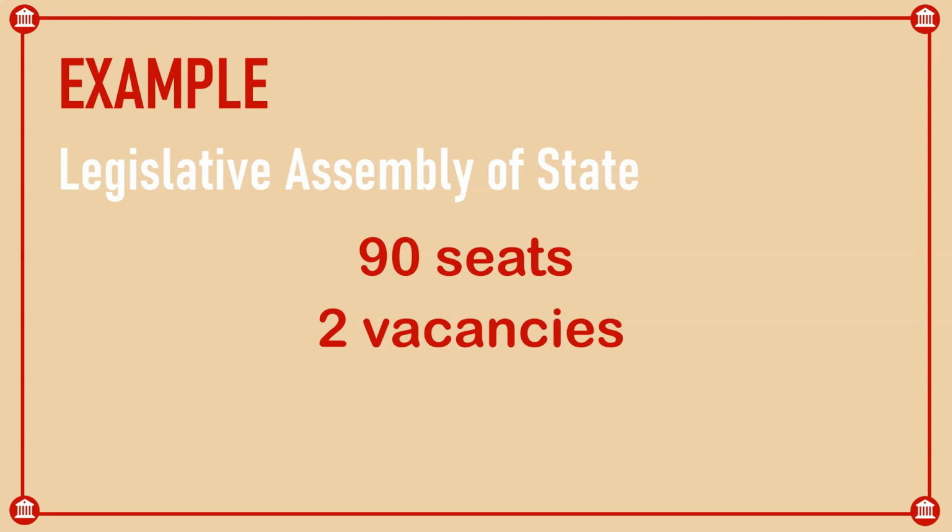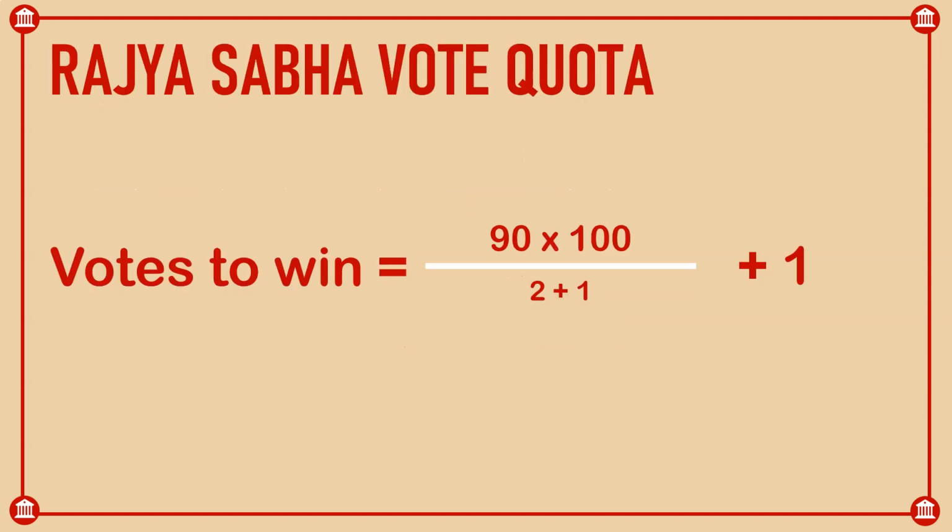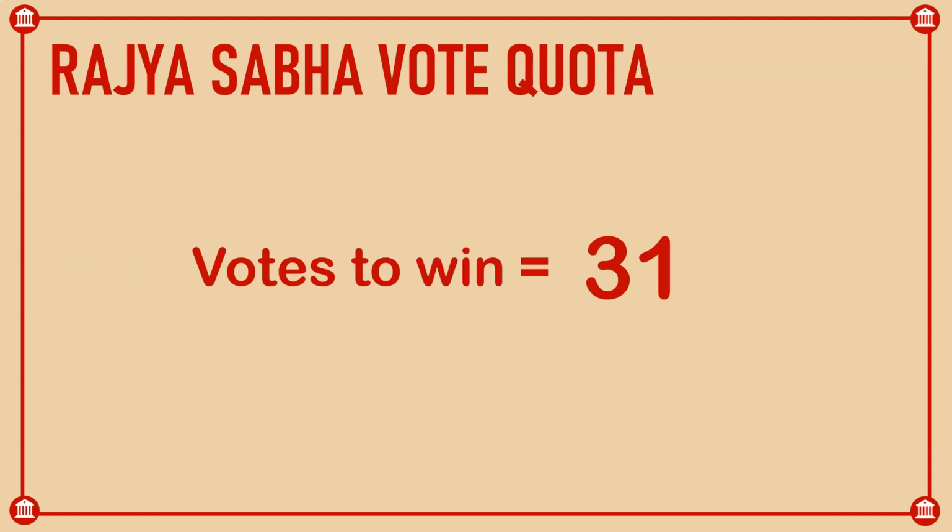Coming back to our example, there are 90 seats in the Legislative Assembly of our state, and there are 2 vacancies for Rajya Sabha positions. So the votes to win is equal to the value of the vote, which is the number of MLAs times 100, divided by 2 vacancies plus 1, and you add 1 to this entire expression. That's 9,000 divided by 3, plus 1, and that gets us to 31 votes to win. So any candidate has to gain 31 votes in order to win a seat in the Rajya Sabha.